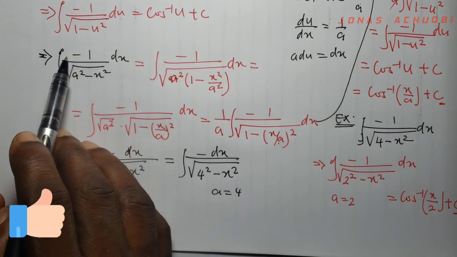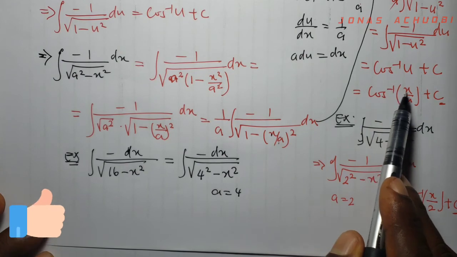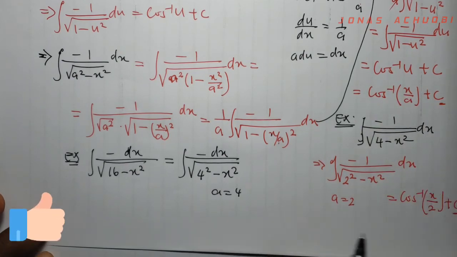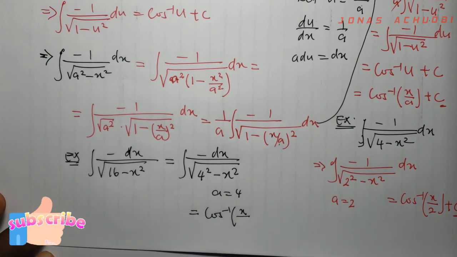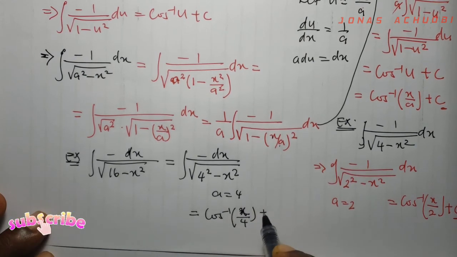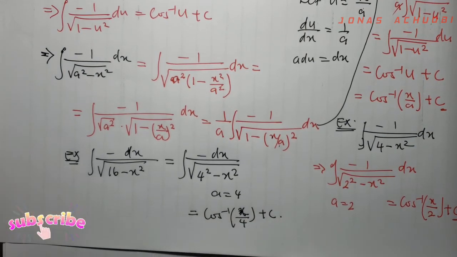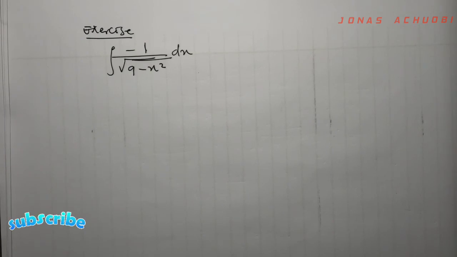But this integral we know is the cos inverse of x over a plus c. So this integral therefore must be the cos inverse of x over a. What is our a? Our a is 4. So x over 4 plus c, the constant of integration.